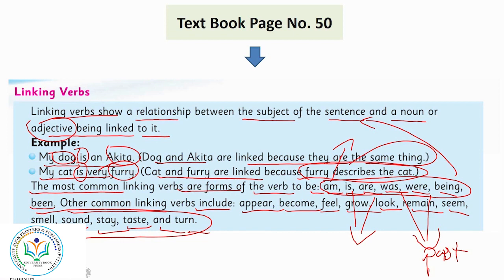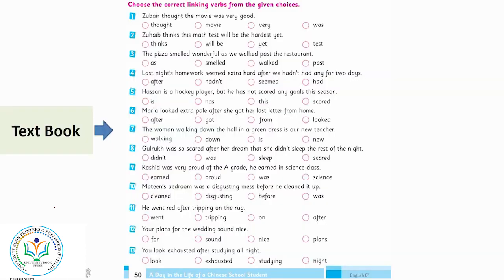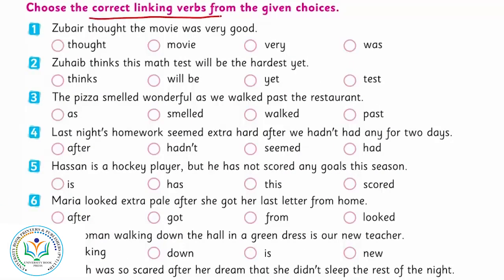Let's do the exercise so it will clear your concepts. Page number 50 of your textbook. Choose the correct linking verb from the given choices. The first one: Zubair thought the movie was very good. Can you tell me which one is the linking verb here? Thought, movie, very, or was?